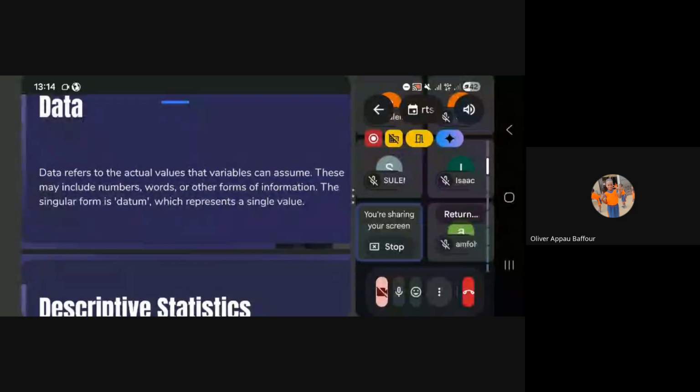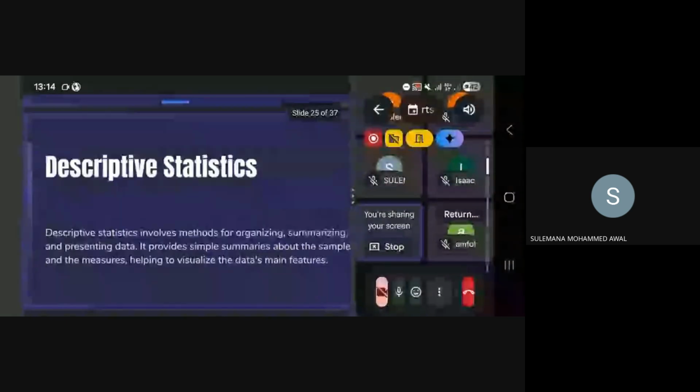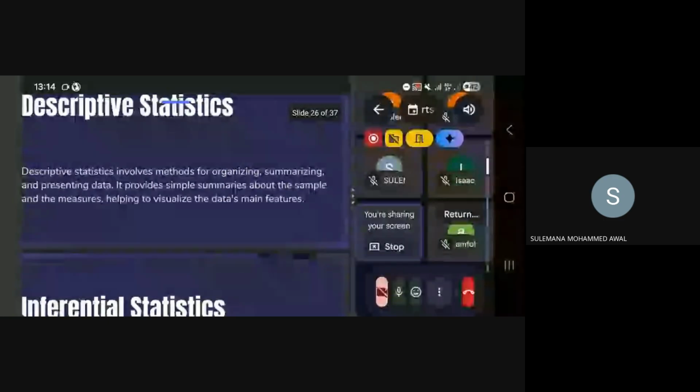The singular form for data is what? Datum. Take note. When it's singular, we call it datum, but when it is plural, we call it data. Thank you very much. Then we've also made mention of descriptive statistics already. These are still terminologies. We said that it involves organizing, summarizing, and representing data. So we've already looked at the descriptive.